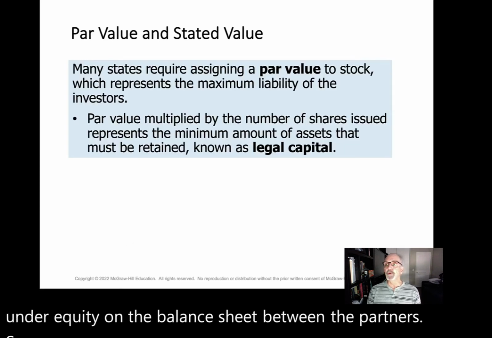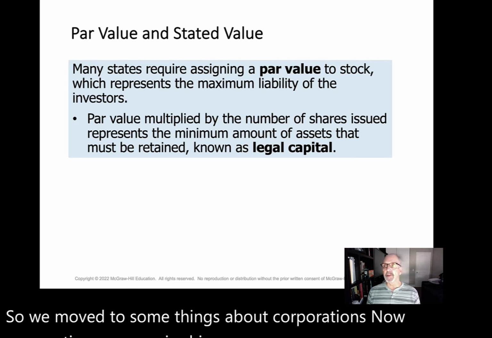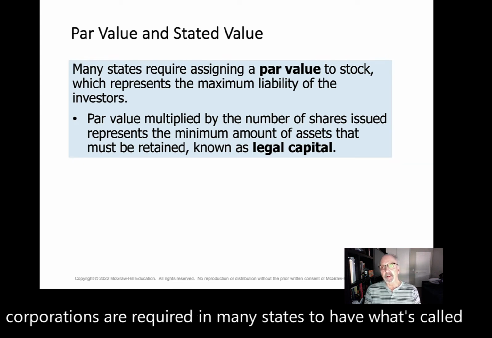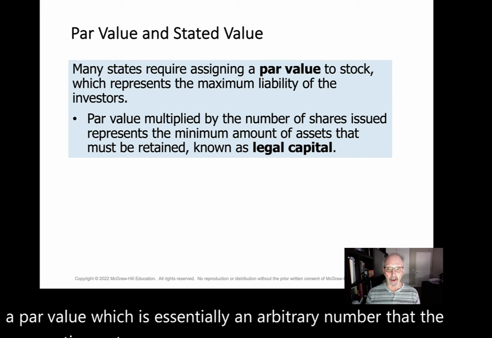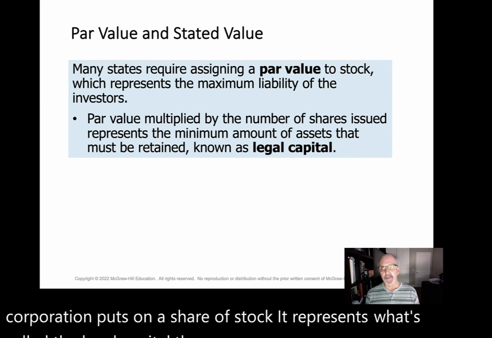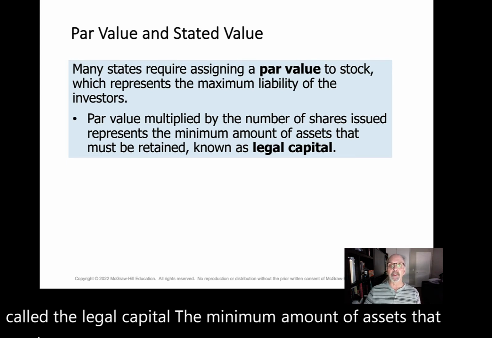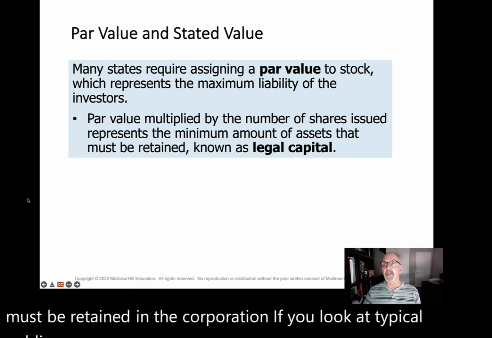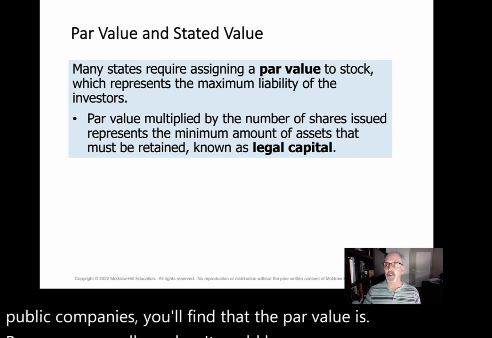So we move to some things about corporations. Now, corporations are required in many states to have what's called a par value, which is essentially an arbitrary number that the corporation puts on a share of stock. It represents what's called the legal capital, the minimum amount of assets that must be retained in the corporation. If you look at typical public companies, you'll find that the par value is a very, very small number. It could be a percentage of a percentage of a percent.